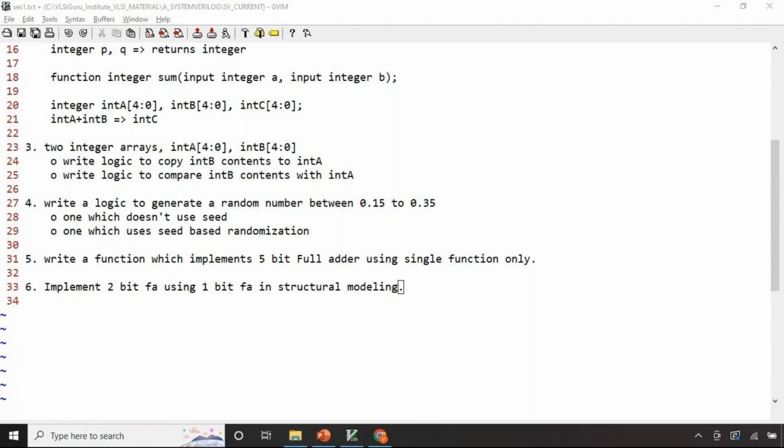Sir? Yes, please tell me. In the fifth question you gave, to implement a 5-bit full adder using a single function, do I need to use the function method, or is the question itself simple? The question itself is to write a function, right? If you ask whether you should use the function method, you do it based on your understanding. The question can't be simpler than this. And I said, don't use multiple functions, use a single function. It must be very clear to you. If you didn't understand, let's leave it. Don't do it at all.